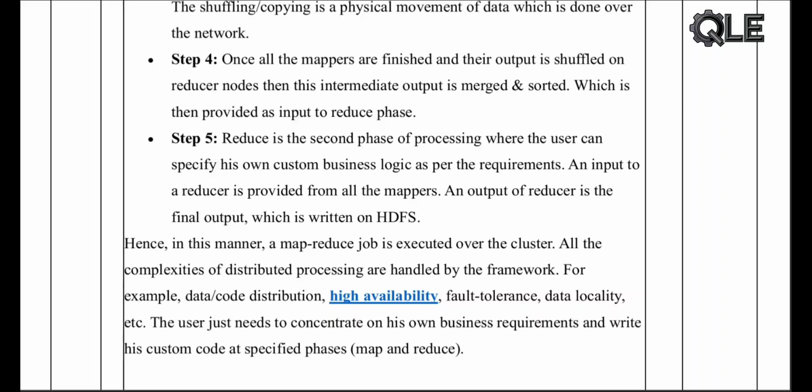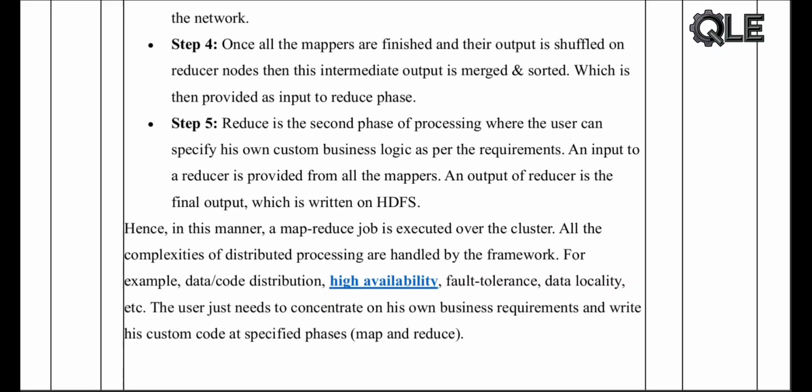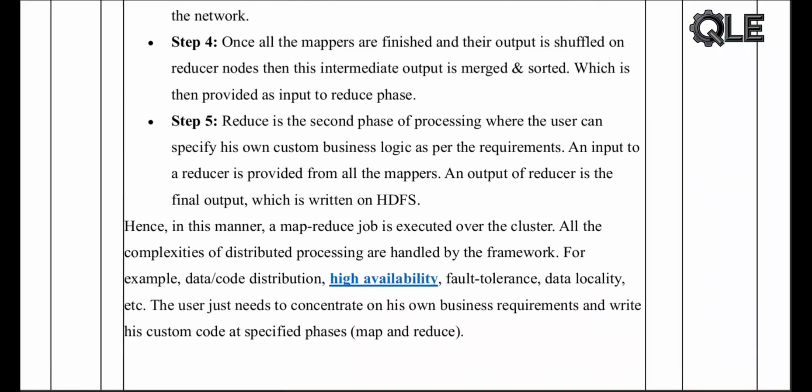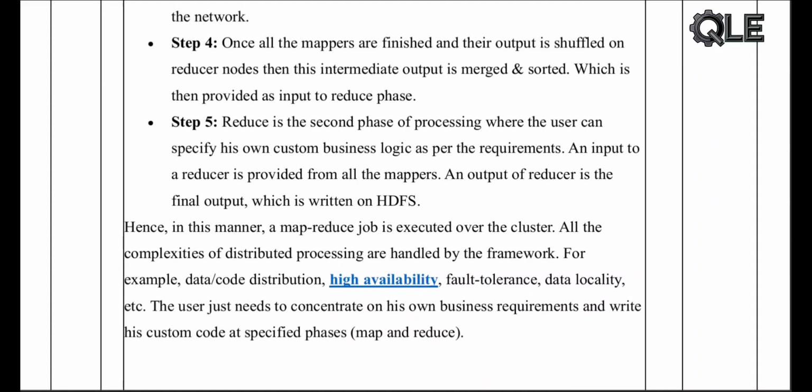So what's happening behind the scenes? Job tracker assigns the tasks, task trackers run mappers and reducers, data locality ensures mappers are placed near data blocks, and all network communication, failures and retries are handled by the Hadoop framework.